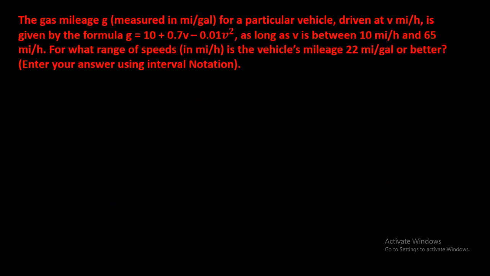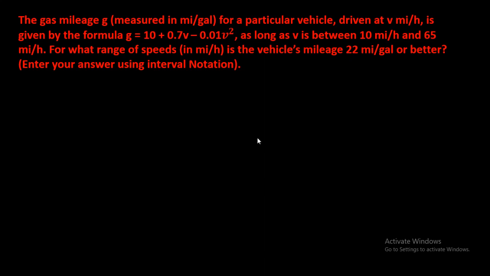Let me quickly look at the next question. The gas mileage G, measured in miles per gallon, for a particular vehicle driven at V miles per hour, where velocity is V, is given by the formula G is equal to 10 plus 0.7V minus 0.01V squared, as long as V is between 10 miles per hour and 65 miles per hour. For what range of speed is the vehicle's mileage 22 miles per gallon or better?